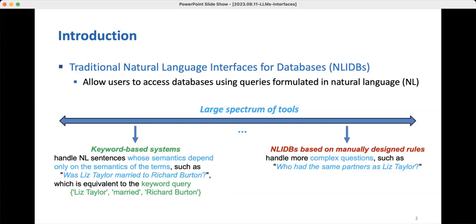On the other side of the spectrum, you have natural language database interfaces that are based on manually designed rules, which are complicated, but they can handle questions such as who had the same partners as Liz Taylor. This simple question is actually quite difficult to translate even directly to SQL.